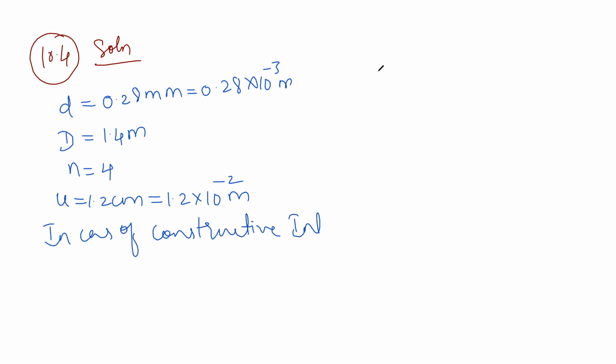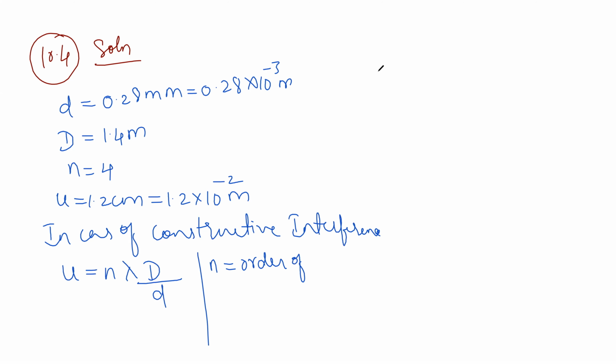So next, in case of constructive interference, we have the relation for the distance between two fringes, that is given by u is equal to n lambda into capital D divided by small d, where n is order of the fringes and lambda is the wavelength of light used. So if you don't know, you can write this one. n is order of fringe, so order of fringe is 4. And next, lambda is wavelength of light.